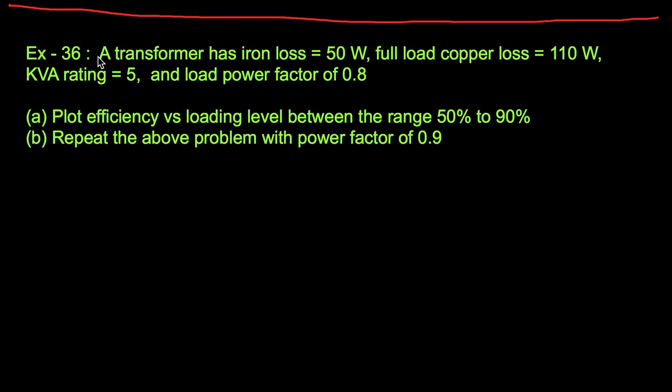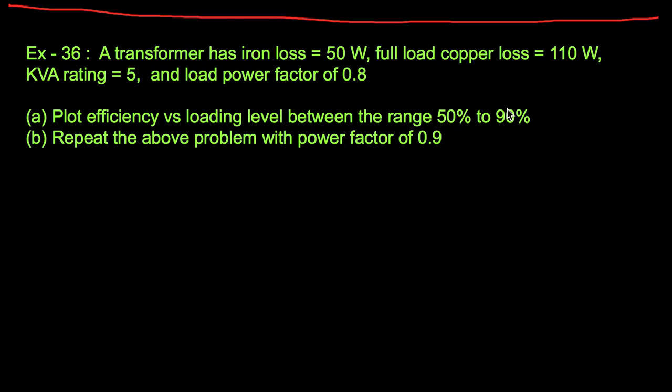The question is like this: a transformer has iron loss of 50 watts and full load copper loss of 110 watts. KVA rating is 5 and the load power factor is 0.8. So this information is given to you. Then plot the efficiency versus loading level between the range of 50 to 90%. So I can consider 50% of load. Then what is the efficiency? Then up to 90% I can consider different percentages, 51, 52, 53 and so on. At 90% again, what is the efficiency?